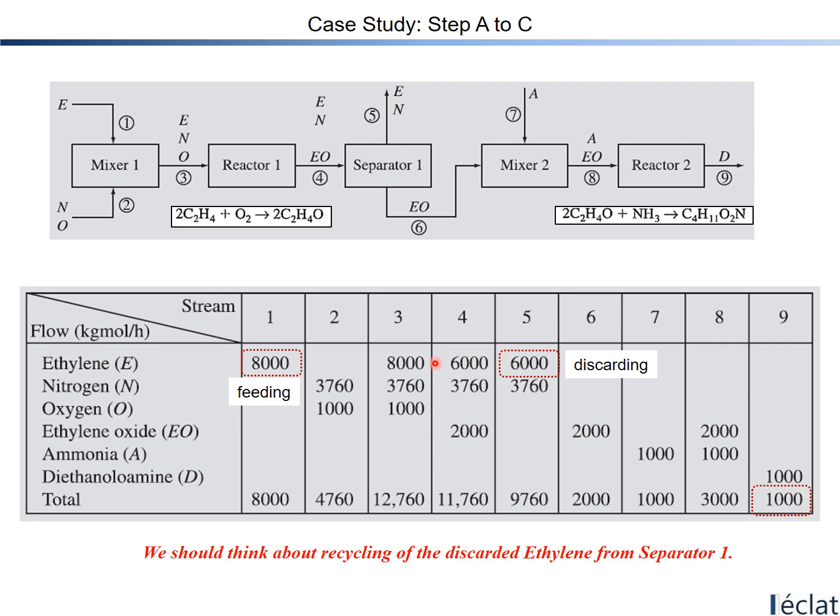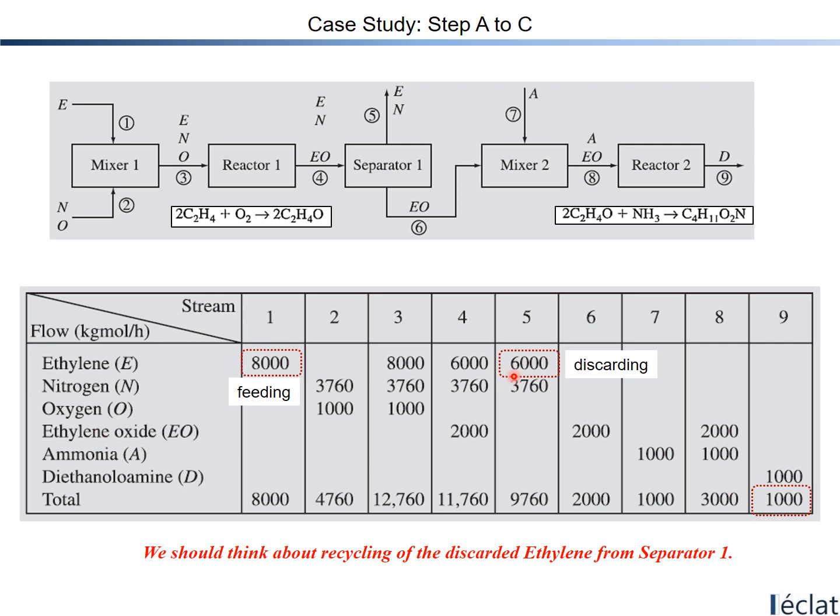And then let me check the amount of ethylene. In stream 1 here, we have fed 8000 kilogram mole ethylene per hour into the system. Now let me check stream 5, this one. From separator 1, we are discarding the ethylene and nitrogen. The amount of ethylene is right now 6000 kilogram mole per hour.